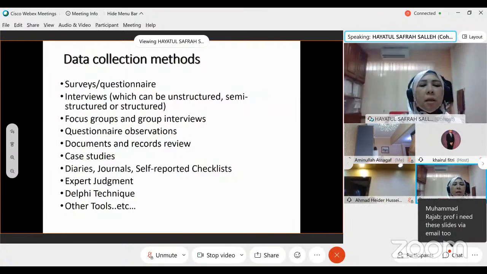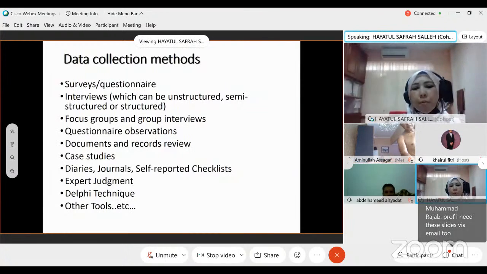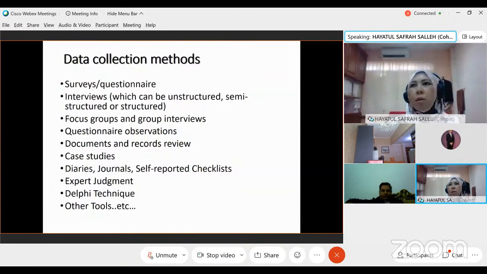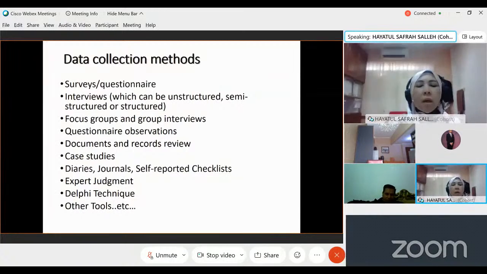Then number 3 is focus groups or group interviews. With focus groups, you have a group of people, maybe 3 or 5, and you interview them about the topic related to your study. Ask them. So you use focus groups.